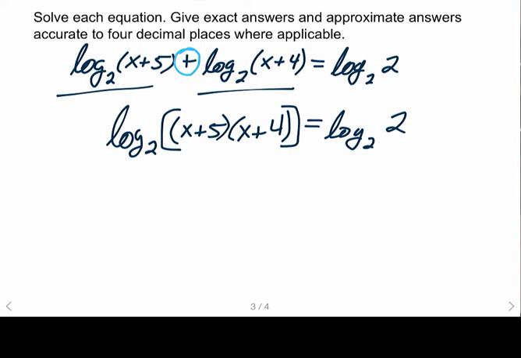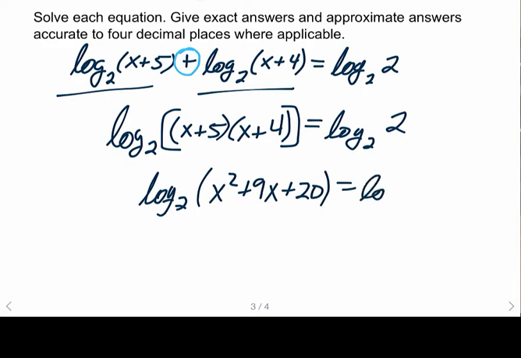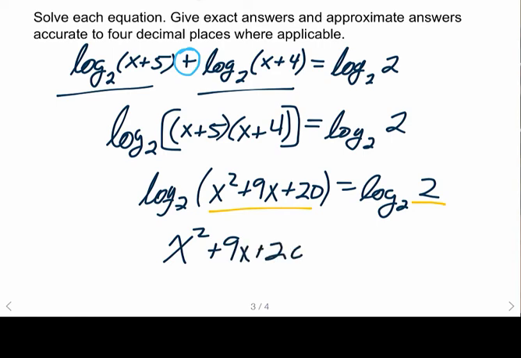So if we like, we can simplify. We can end up with log base 2 of x squared plus 9x plus 20 is equal to the log base 2 of 2. And before you start getting all carried away, check this out. On both sides, the bases are the same, base 2. And so the arguments are the same. We can just strip away the logs entirely. And when we do, we end up with x squared plus 9x plus 20 is equal to 2.